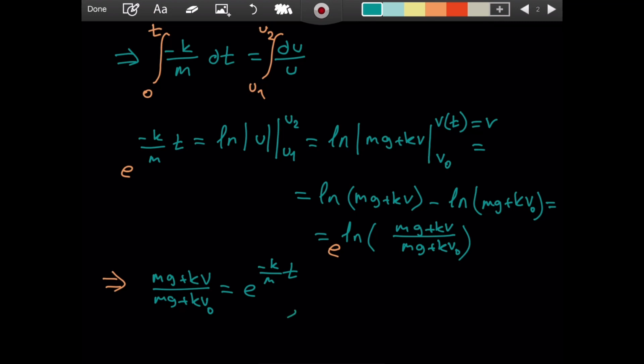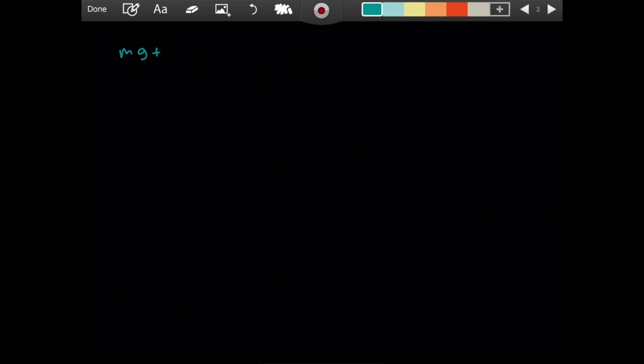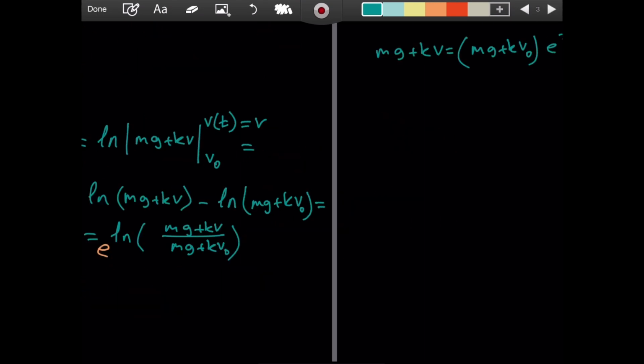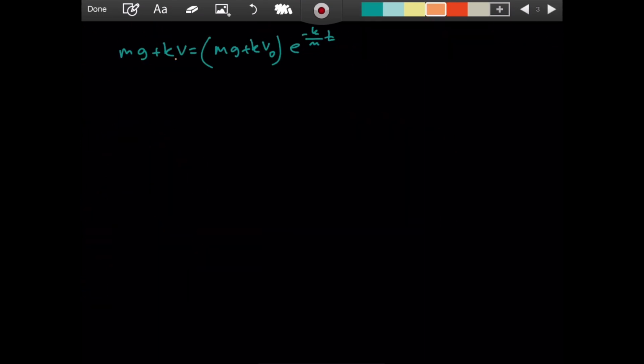When we do that, should I continue this on a new page? Well, why not? We can. mg plus kv is equal to mg plus kv naught, times the exponential. Let me just write it quickly. Alright, this is what we have. I just multiplied by this denominator to get rid of it. So we got this result. And now, since we are solving for v, I am going to subtract mg from both sides and divide by k afterwards, which will give us, and check my math please, just stop the video and make sure that you are able to follow what is going on.